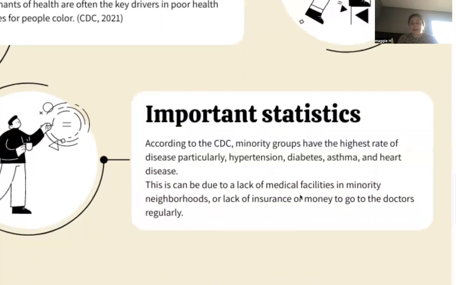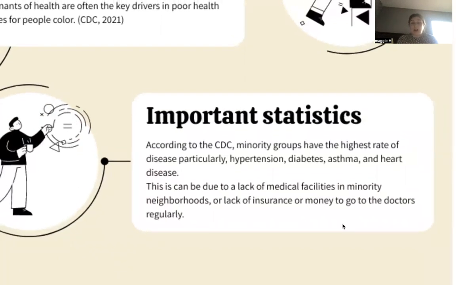According to the CDC, minority groups have the highest rate of disease: hypertension, diabetes, asthma, heart disease, even cancer, things like that. And that's all because of, if you think back to my first example, that community that has to share one health clinic and it takes months to even get in to see a doctor. That's why these people are probably having health issues earlier, but they can't get in, maybe because they don't have appointments, maybe because they can't get there. They don't live near one, or they don't have insurance, they don't have money to do that.